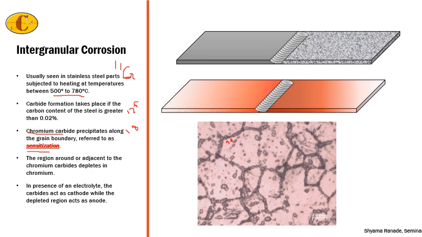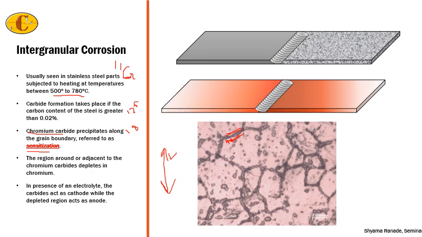So at the grain boundaries you have more than 18% chromium. In the grains also you have more than 11% chromium. However, in the small region next to the grain boundaries you will not have this. You will have very less chromium. That's why the chromium oxide film at these small regions will not be intact or very good.